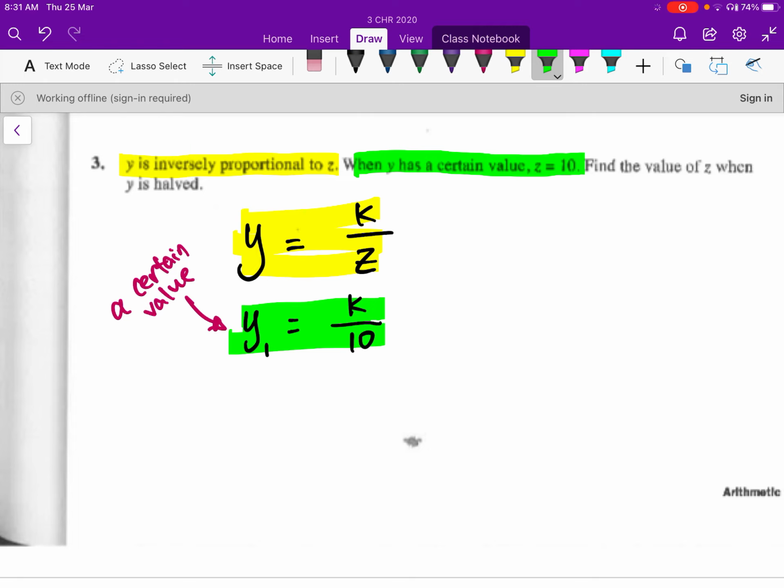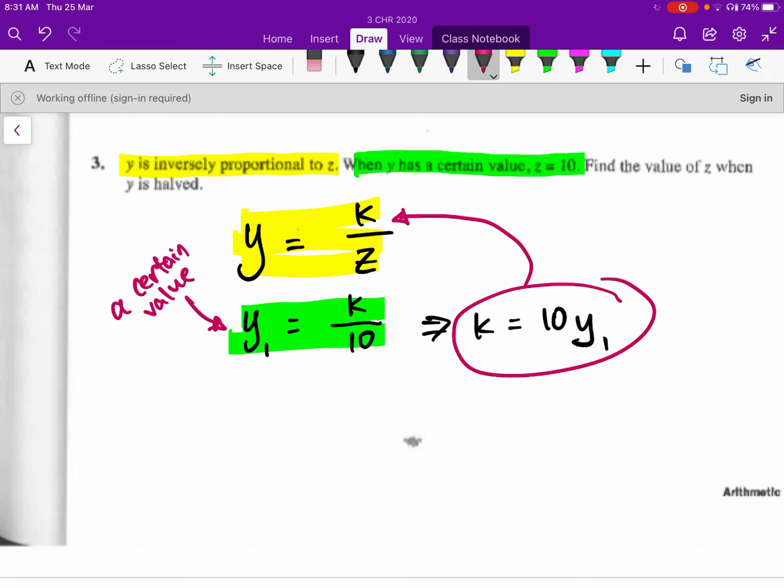Okay, so now Ahmad asks, what is K? We have to make K the subject. Now we can say K equals to 10Y1. We are trying to find out what K is. Okay? K has the value of 10 times Y1. I don't know what Y1 is. They just told me it's a certain value. Just put it down as 10Y1. Then we're going to put this back inside here. No X. The question doesn't have X. Oh, you mean instead of K you want to use X, is it? You can lah. But usually we use K.